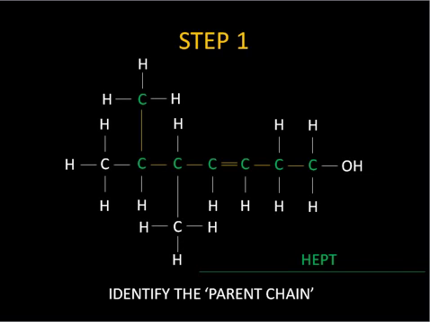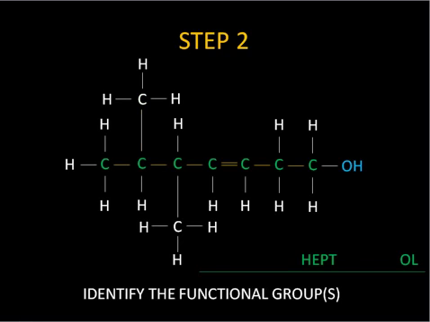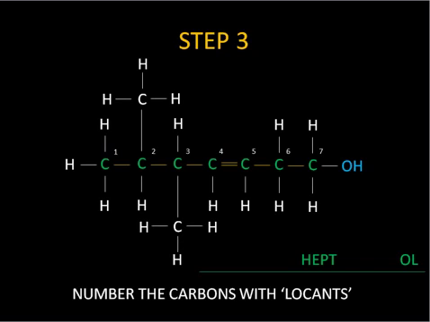So anyway, on to step 2. Identify the functional groups, if there are any. And in our example here, we see that we have an OH functional group at the end. And that's how we can tell that it's an alcohol. So now, we have hept and we have ol, but there's still some stuff in between, so without further ado, let's move on to step 3.